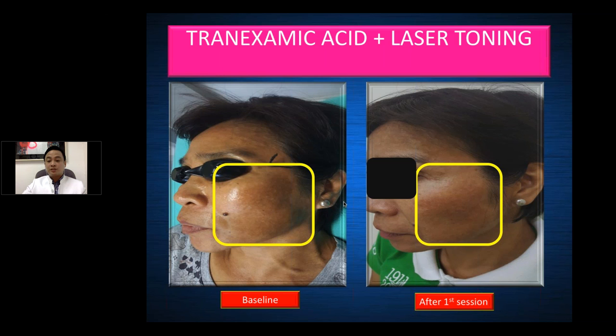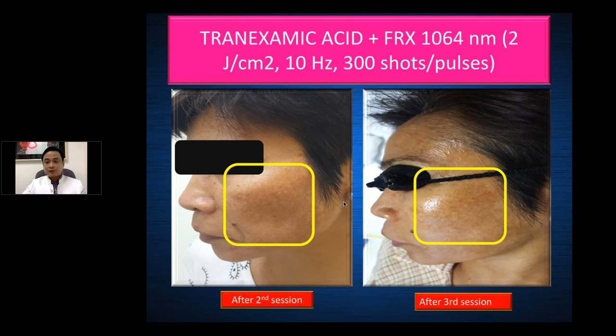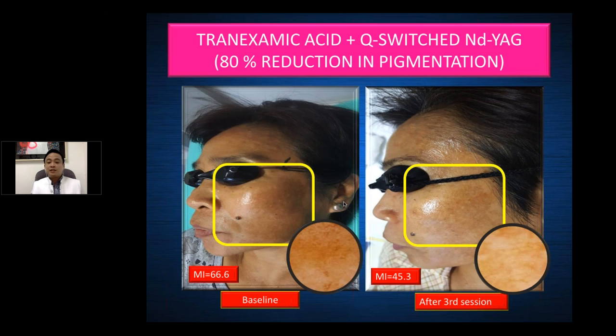So these are just some photos at baseline and after the first session. This was the patient after the second session. So I used laser toning during the first session, but after the SALSA meeting, I shifted to the recommendations by Dr. Yeo. And this was the patient after the second session. This was the patient after the third session, and we see almost an 80% reduction in pigmentation, and the patient was actually happy. And this is validated by a marked or significant decrease in melanocyte index and improvement in dermoscopic features.